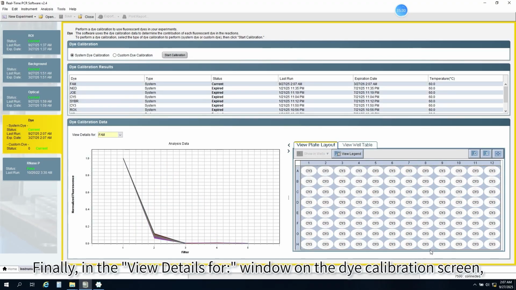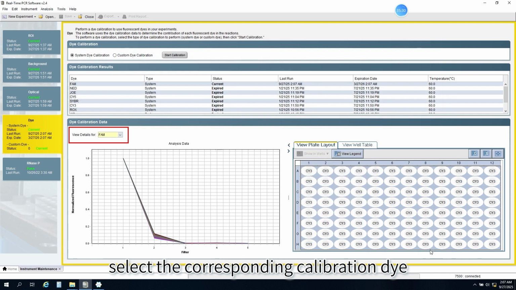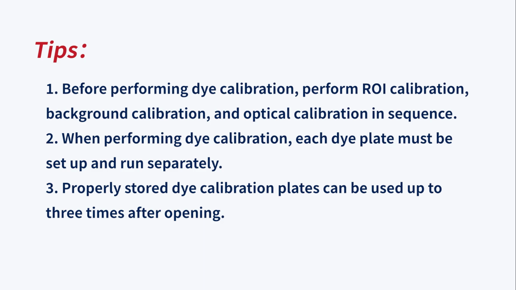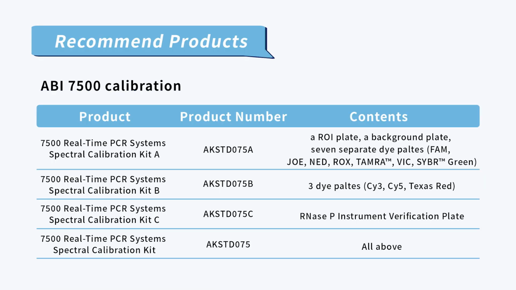Finally, in the View Details window on the dye calibration screen, select the corresponding calibration dye and view the dye calibration data. An acceptable typical spectrum will peak within the filter group to which it belongs. Before performing dye calibration, perform ROI calibration, background calibration, and optical calibration. When performing dye calibration, each dye plate must be set up and run separately. Properly stored dye calibration plates can be used up to 3 times after opening.